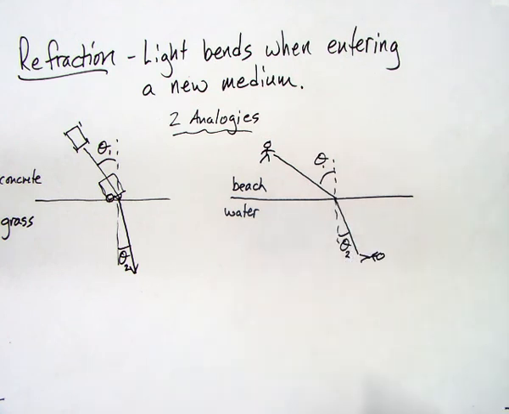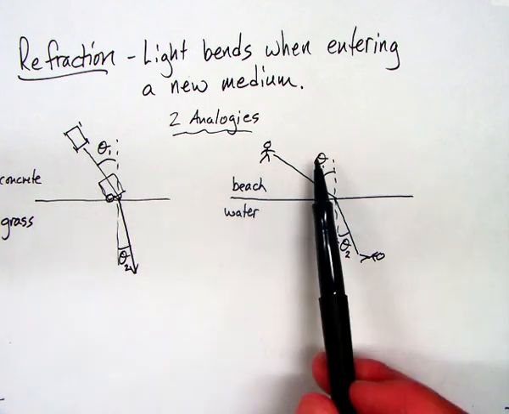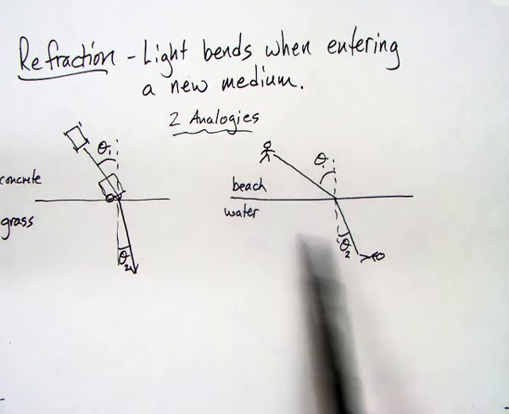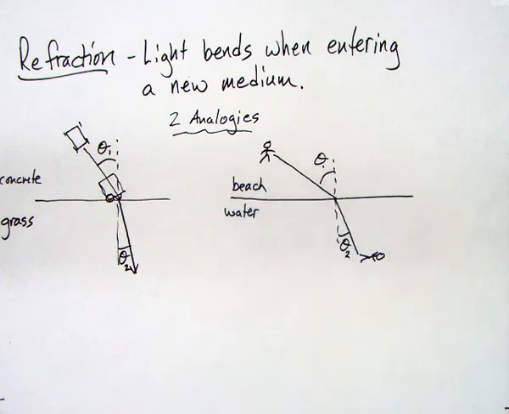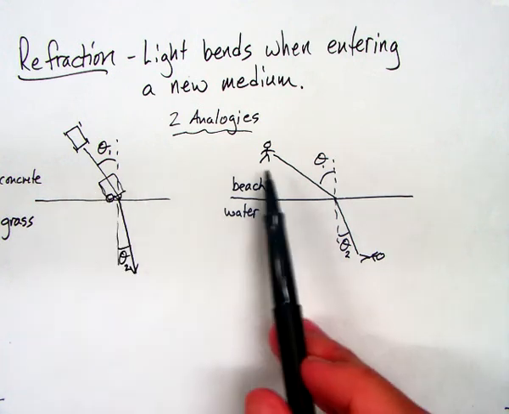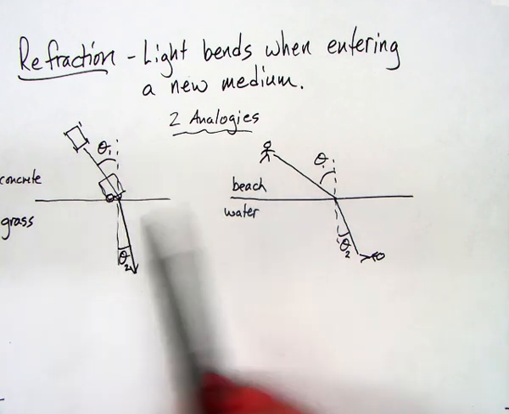So whether you think about it as a go-kart going into the grass or a lifeguard rescuing a swimmer, running farther on the beach so that there's less time in the water, either way we see these kinds of things bending. Well, light does the same thing. But before we get into the bending part of light, we have the concept of speed. So you can see that in both of these analogies, what matters, and the reason for the redirection, is speed.